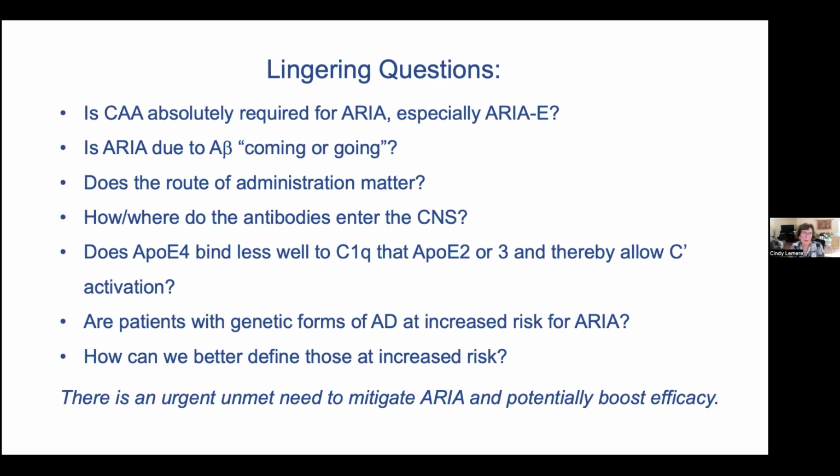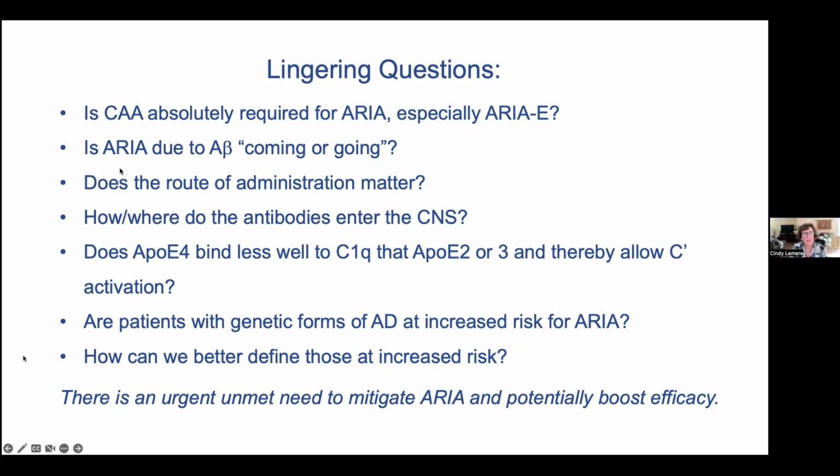So the lingering questions are, is CAA absolutely required for ARIA, especially ARIA-E? We really have not seen any proof for that yet. We believe it's true wholeheartedly, but we really need to look at a mouse model that has lots of plaques with no CAA and one with lots of CAA and do a side-by-side comparison with 3D6. That's something we hope to do at some point.